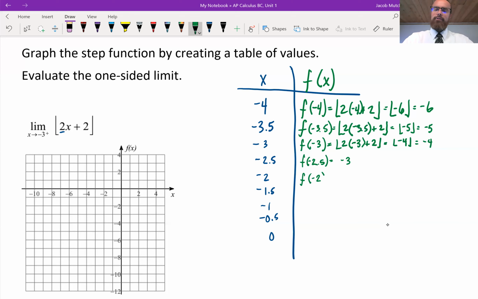F at -2 will output -2. F at -1.5 will be -1. And again, I'm doing this based on the pattern that I saw. Our domain hasn't changed its increments. We're going up by halves. And the first few values that I calculated went up by integers. So I'm just continuing that pattern with predictions here. All right, so that gives us ability to graph.